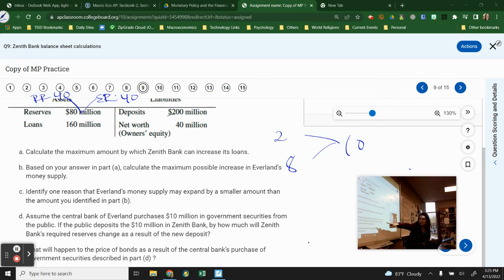Okay, how much will the required reserves change based on the new deposit? So it's now 42 million, which means it changed by 2 million. Yes. So that's what I would say, or do 50-50 and roll the dice.